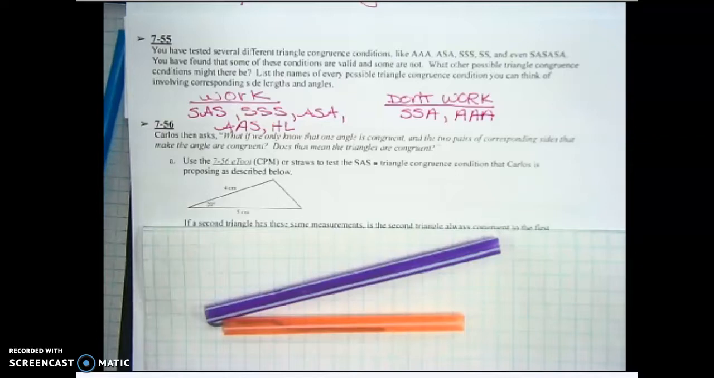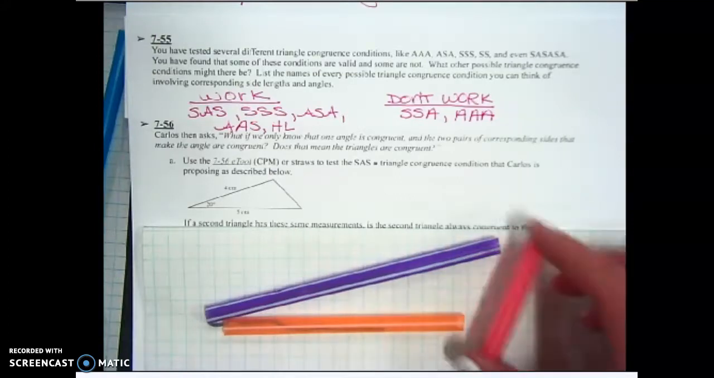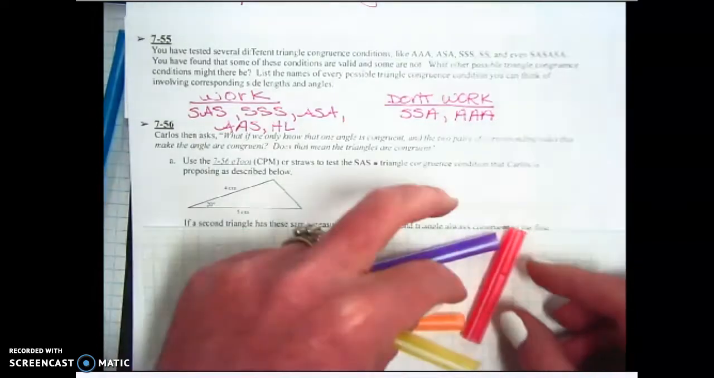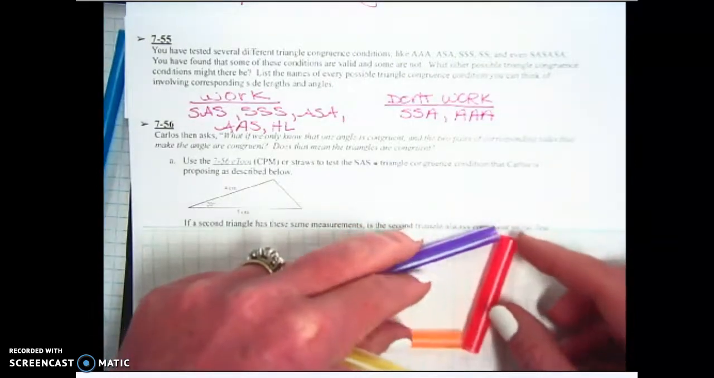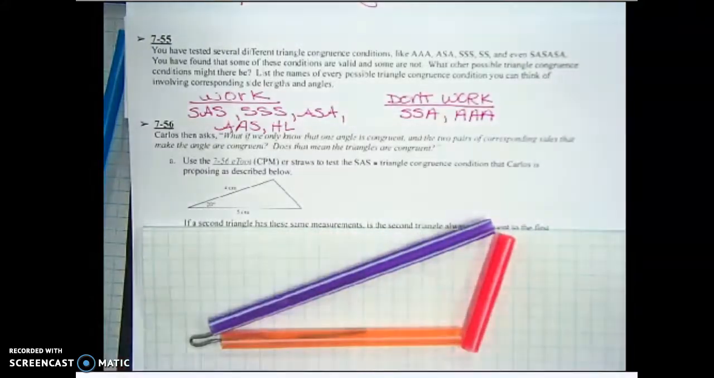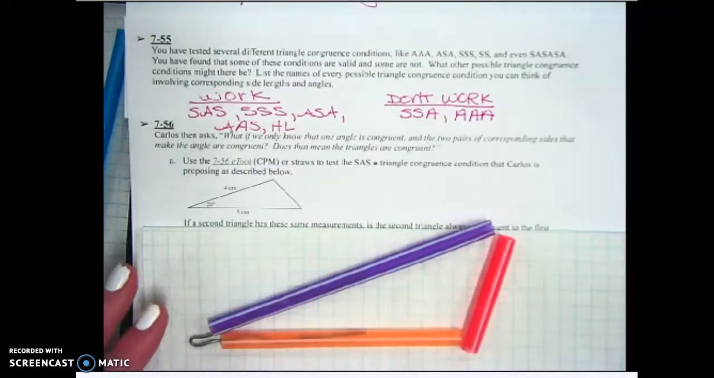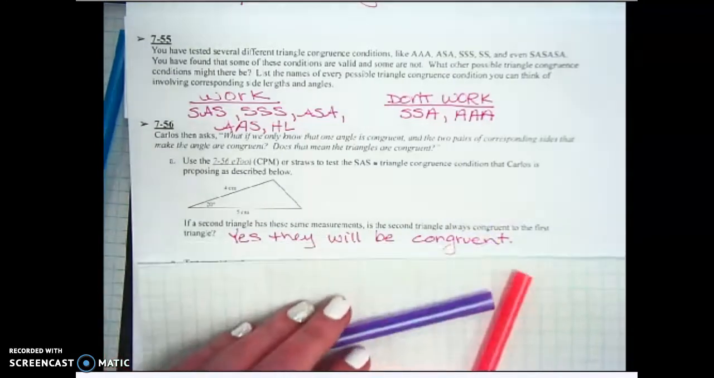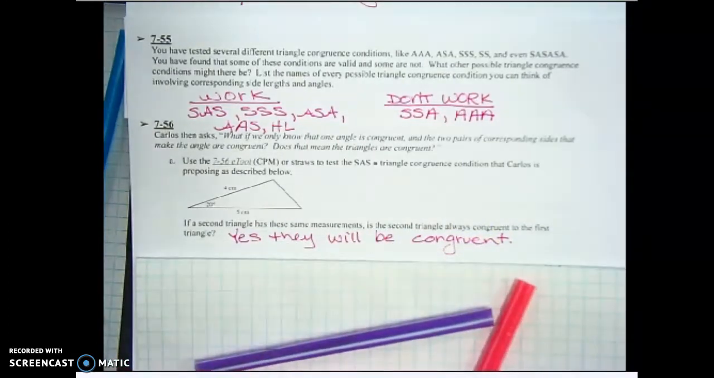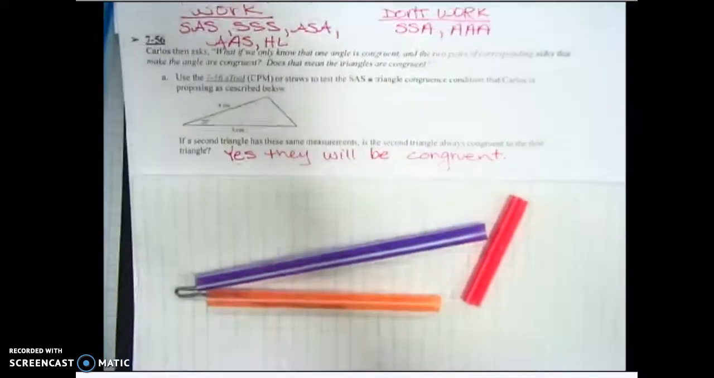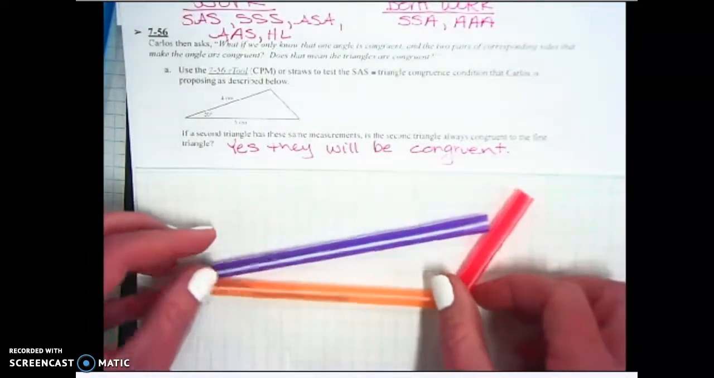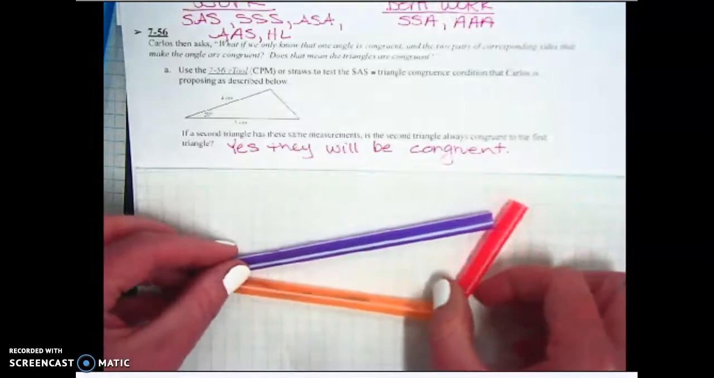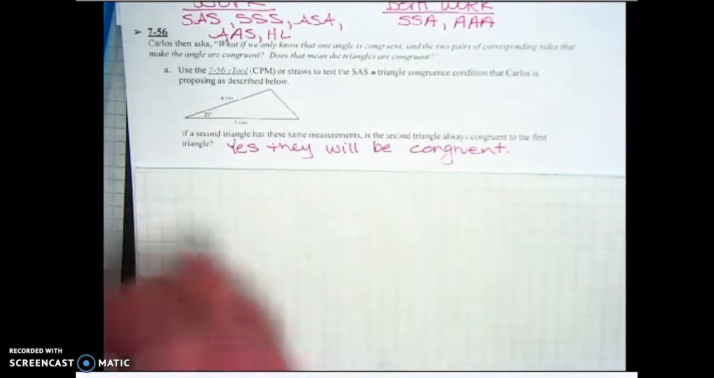Could your partner put one color and you put another color to create your third side? No. You both have to put the same color, which is what? Red. Well, it's a little bit smaller than red, but yes. It's right there, just like that. So is side-angle-side a triangle congruence? You're going to say yes. If a second triangle has these same measurements, is the second triangle congruent to the first? You say yes, they will be congruent.